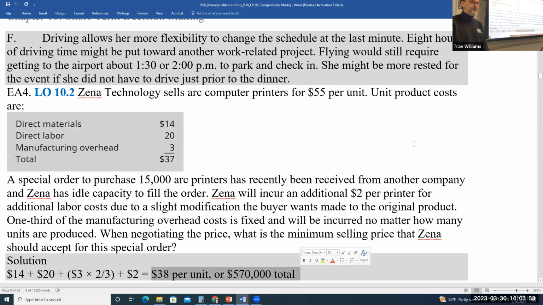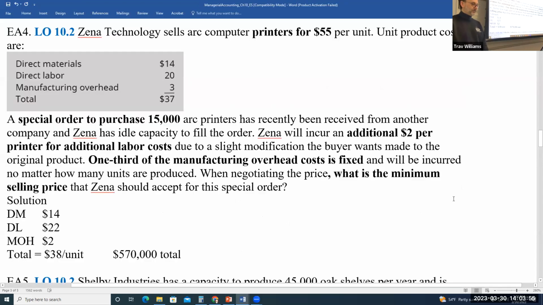Yes. Okay. Any questions on that one? So again, in this case, manufacturing overhead, some of that was avoidable, some wasn't. So we had to take out the 1/3 that was not avoidable, and the other 2/3 we included in our calculation.